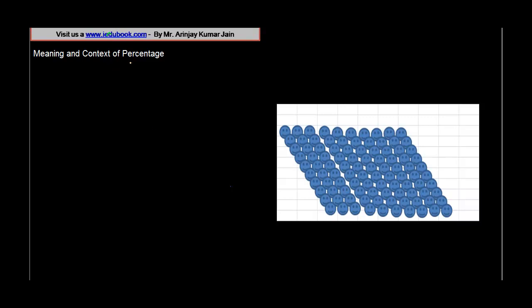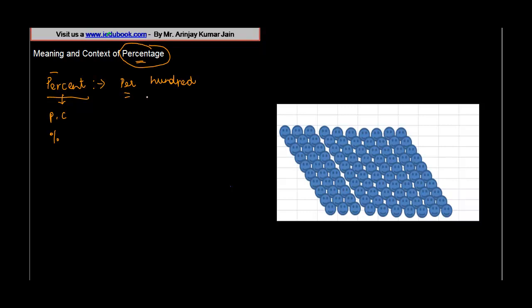Meaning and context of percentage. Okay. Now, what do you mean by percentage? To understand percentage, let's first understand the meaning of percent. By percentage or by percent, we mean per, which is this 100. And this percent is basically denoted as PC, or symbolically something like this.